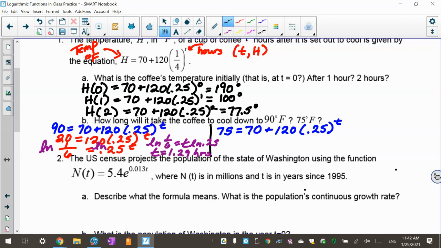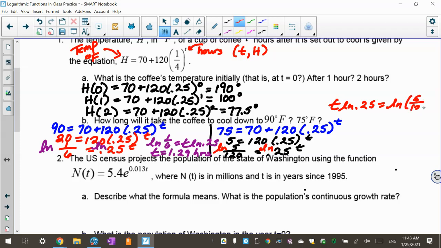Now, you're going to do the same thing for 75. I'm going to get you started here. You're going to subtract 70 from both sides. So I have 5 equals 120 times 0.25 to the t. Divide by 120. So I have 5 over 120. You can simplify that if you want, but it's not necessary. 0.25 to the t. Then I see I can natural log both sides. So I have t times the natural log of 0.25 equals the natural log of 5 over 120, and then divide by the natural log of 0.25.